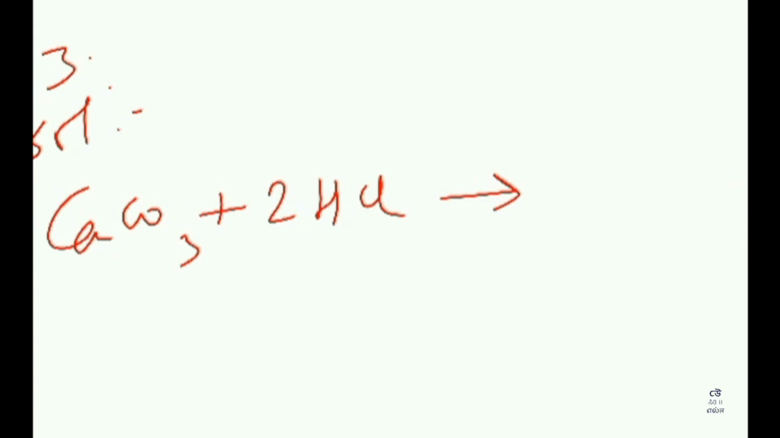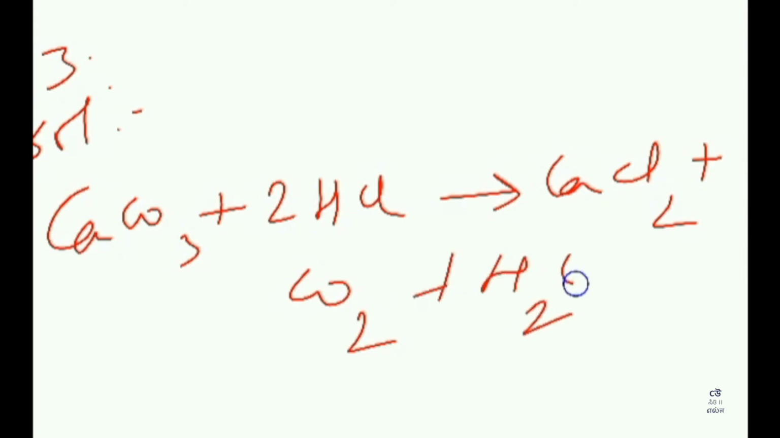As a result of it, it will give calcium chloride, that is a metal compound, plus carbon dioxide gas plus some amount of water. So CaCO3 will be combining with 2HCl to form CaCl2, that is calcium chloride, plus carbon dioxide gas and water.